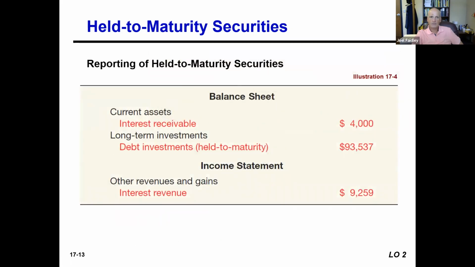And what does your financial statements look like at the end of the year? Well, there's your interest revenue for 1 year, or 11 months and 30 days. There's my interest receivable. It's going to flip the next day. There's my debt investment, 93,537. That's my carrying value.